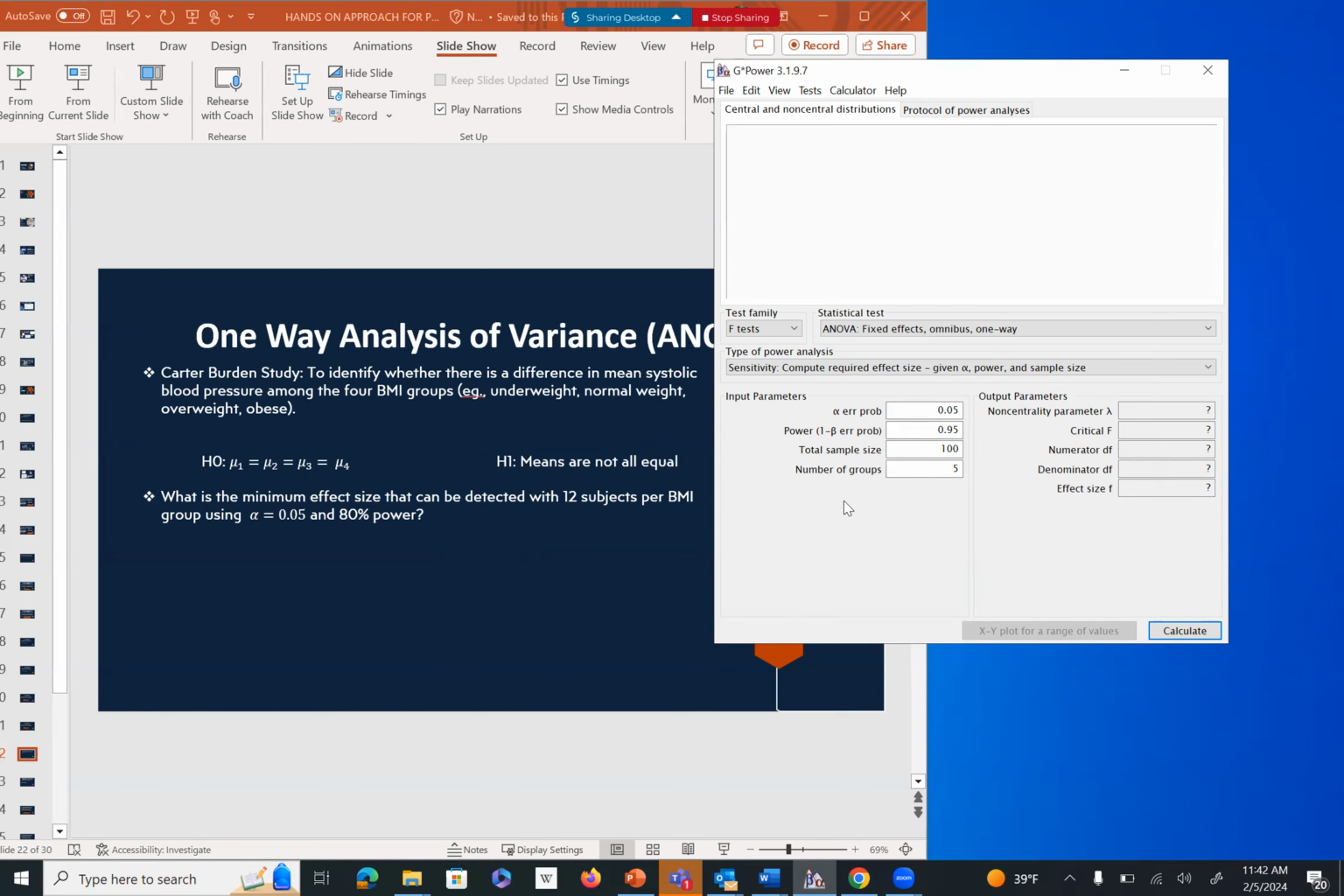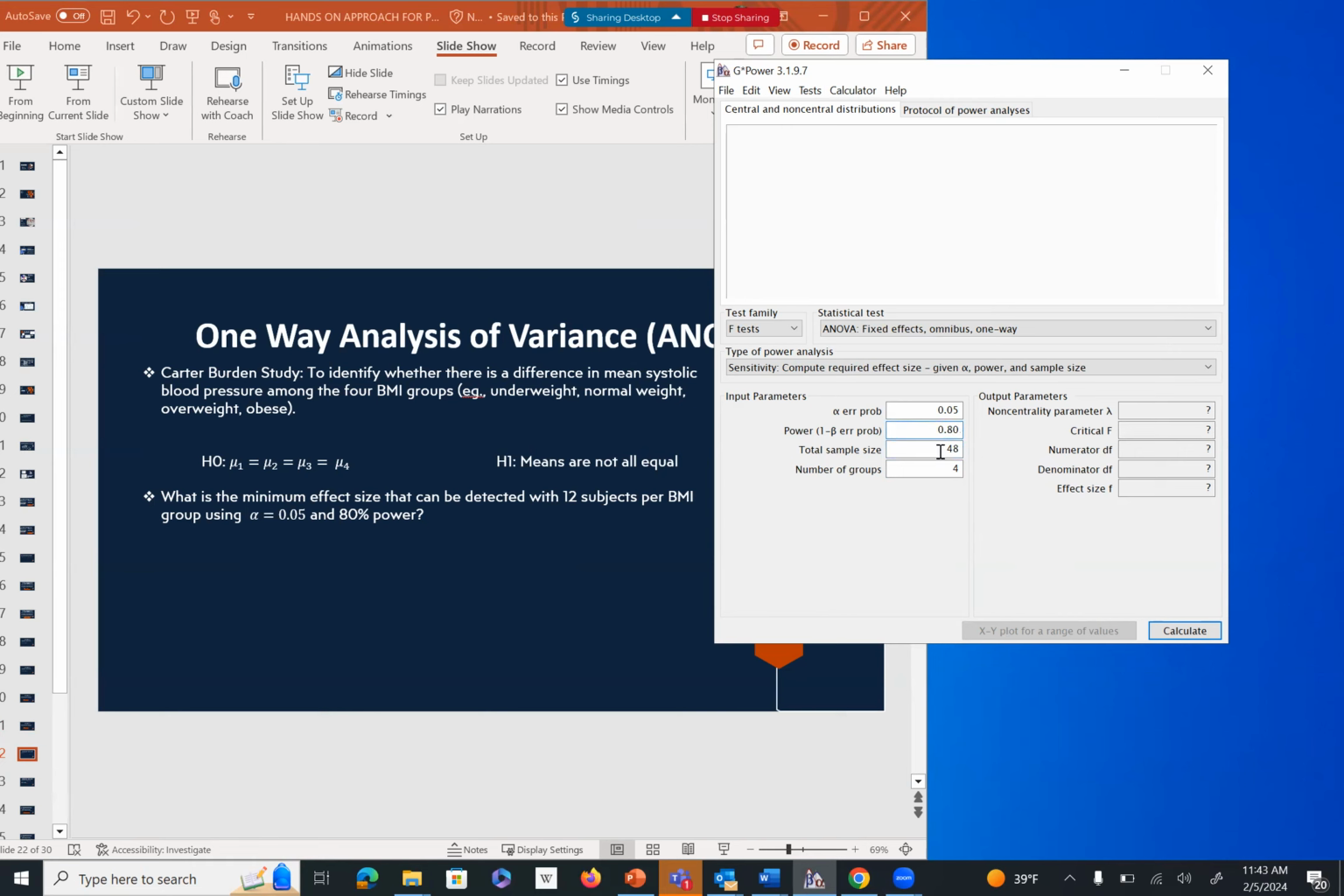That depends, because we have 4 BMI groups. Let me write that. We have 4 BMI groups, and then we have a total sample size of 12 times 4, which is 48. Is that 12 times 4 is 48, right? Yeah. And then the number of groups is 4, and our power is 80%.